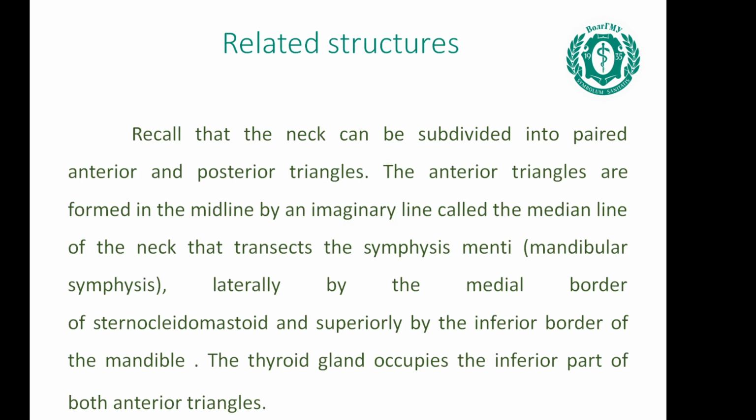Recall that the neck can be subdivided into paired anterior and posterior triangles. The anterior triangles are formed in the midline by an imaginary line called the median line of the neck that transects the symphysis menti, mandibular symphysis, laterally by the medial body of the sternocleidomastoid and superiorly by the inferior body of the mandible. The thyroid gland occupies the inferior part of both anterior triangles.